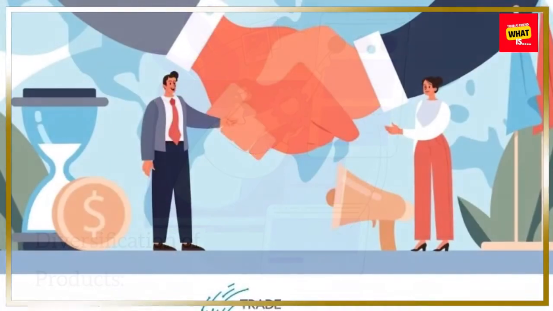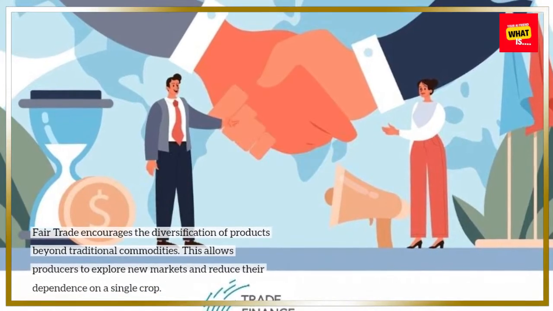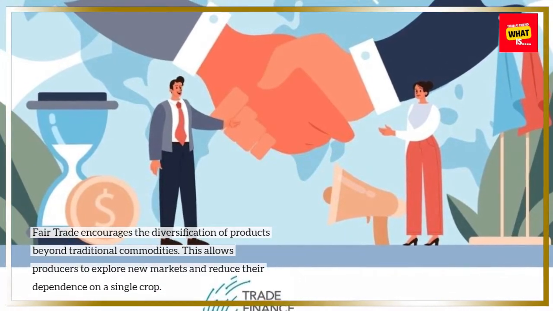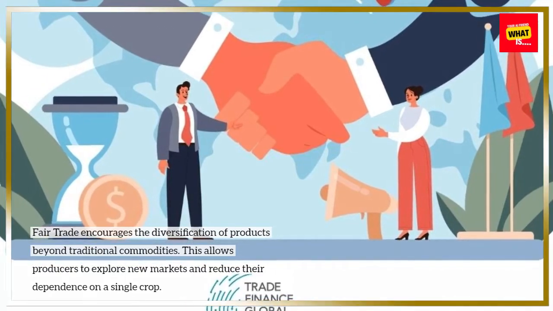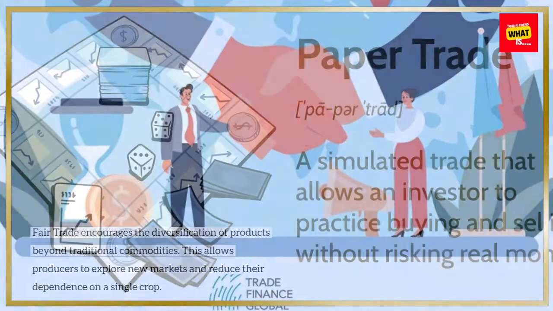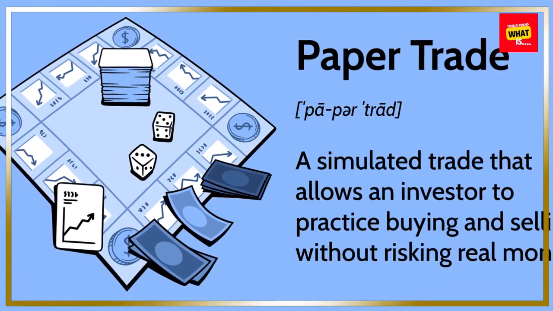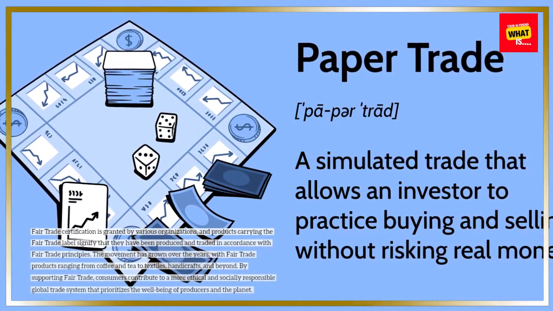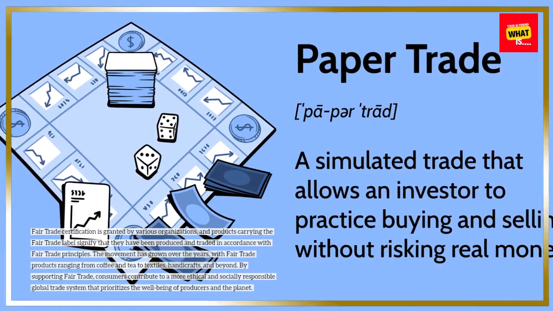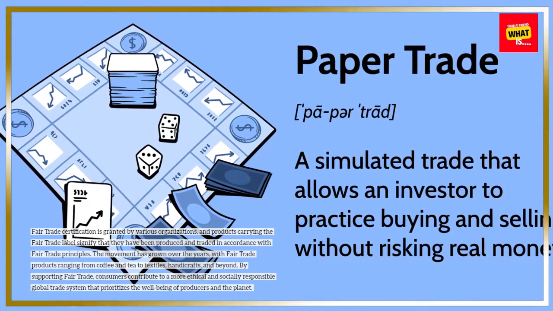Diversification of products. Fair trade encourages the diversification of products beyond traditional commodities. This allows producers to explore new markets and reduce their dependence on a single crop. Fair trade certification is granted by various organizations, and products carrying the fair trade label signify that they have been produced and traded in accordance with fair trade principles.